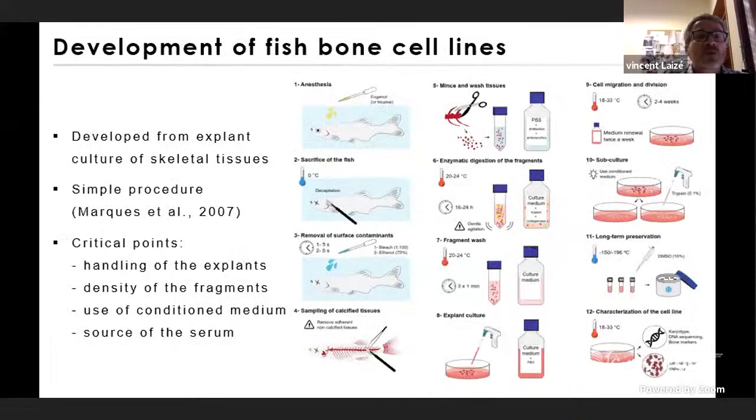Okay, I was planning to talk about that, but I will not talk about this. This was a simple protocol just to show you how we develop the different fish cell lines. If you want to know more about that, you can look into the book chapter that I referred to before, because it will be there.